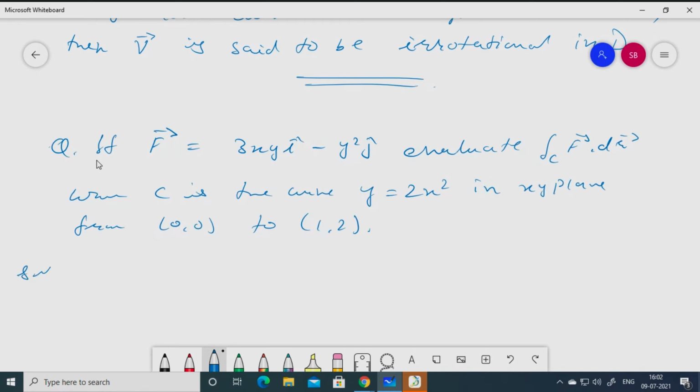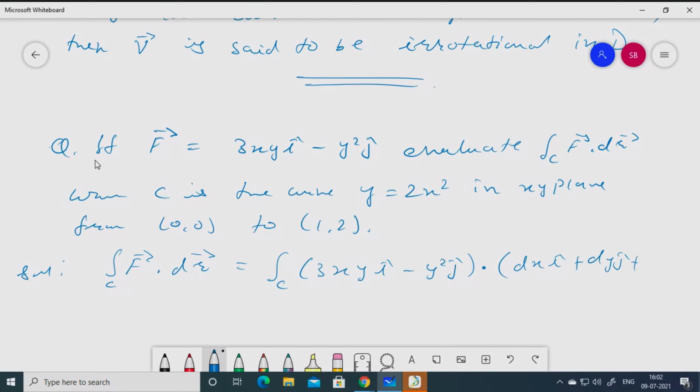So let us solve it. Overall, we will convert the whole question in terms of the x variable. Anyhow, in the function you don't have z, so it will be 0. The line integral is given by integral over C of F bar dot dr bar. So first we will calculate F bar dot dr bar. Over C, F bar is 3xy i minus y square j, dot product, and dr bar is dx i plus dy j plus dz k.